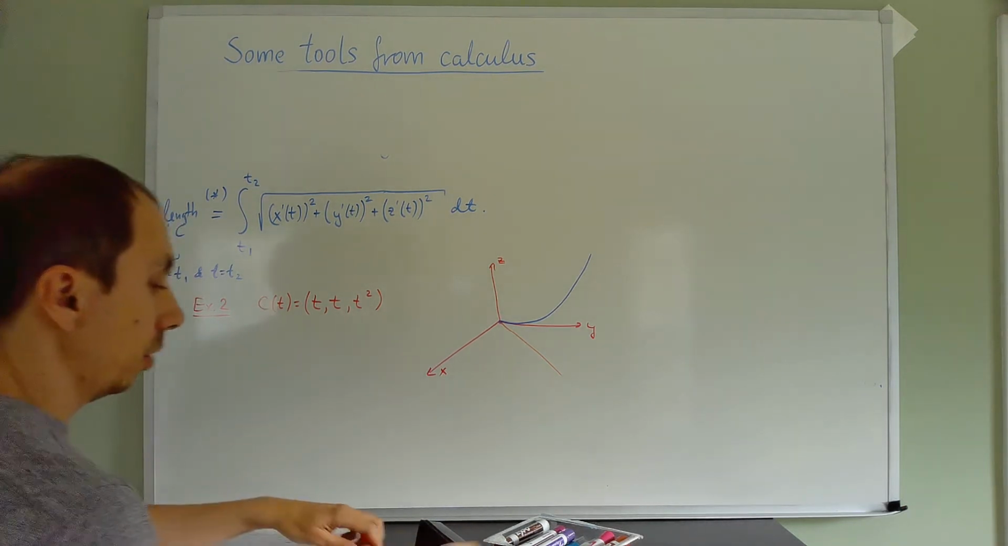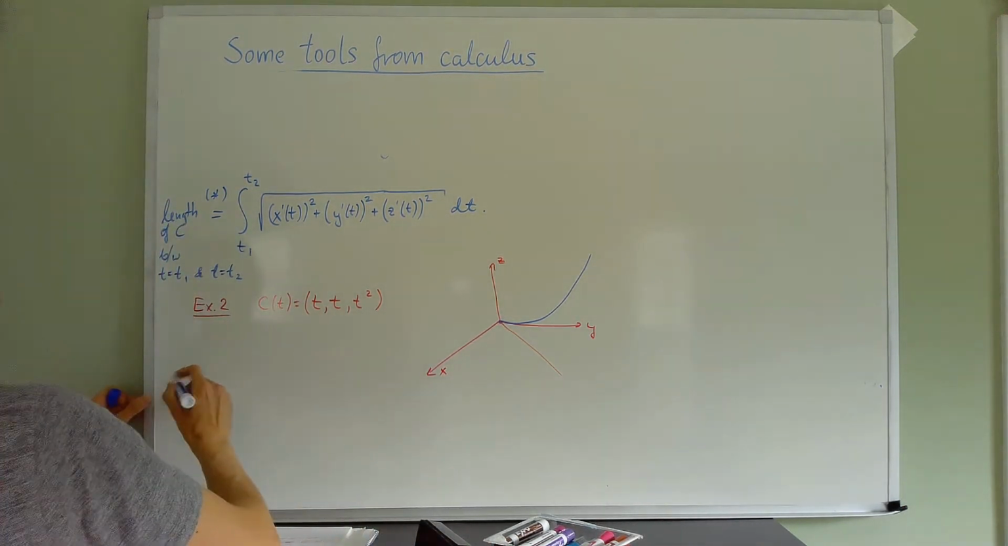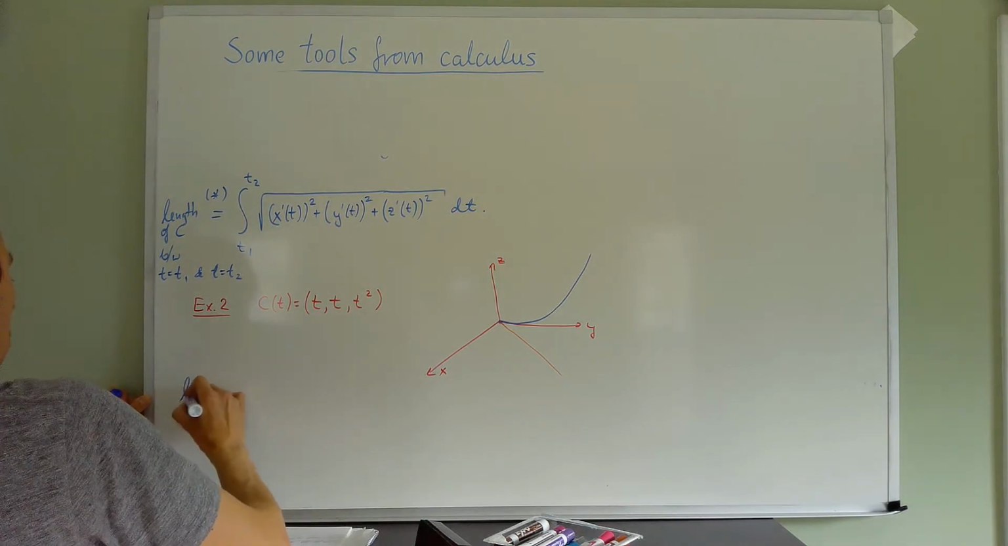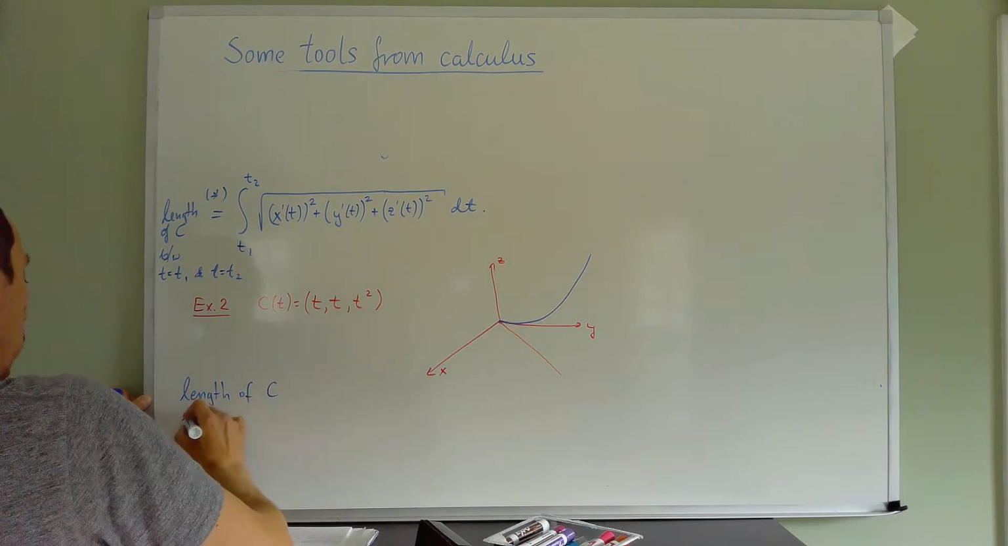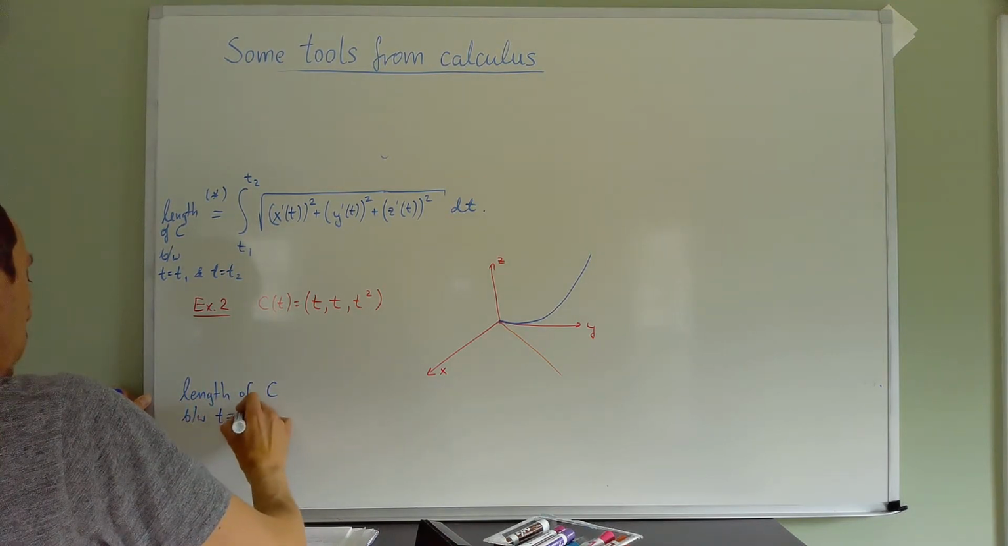So again, I want to compute the length. So the length of C between t equals 0 and t equals 1.